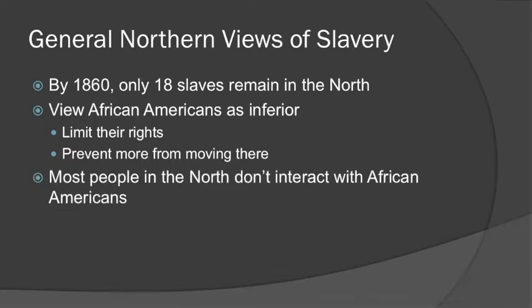Most people in the North did not interact much with African Americans, and the abolitionists are relatively a minority of people in the North. So there's not really that many people who are standing up and saying, slavery is wrong, blacks and whites should be equal. They were a minority of people who stood up and said that, even though in hindsight we recognize them as kind of the heroes of this time. But not every Northerner shared their views.